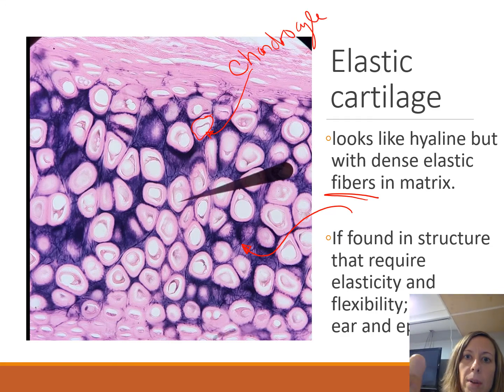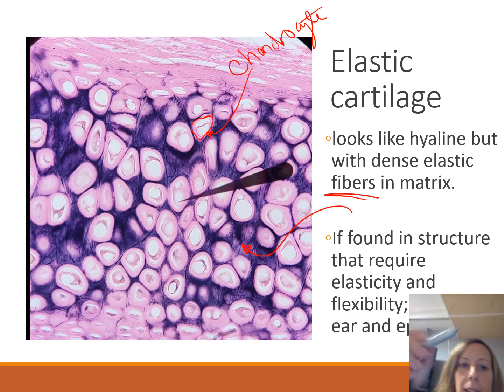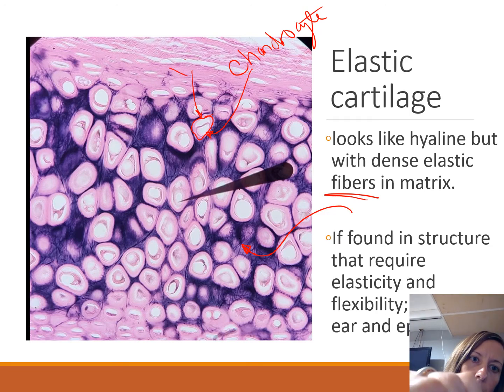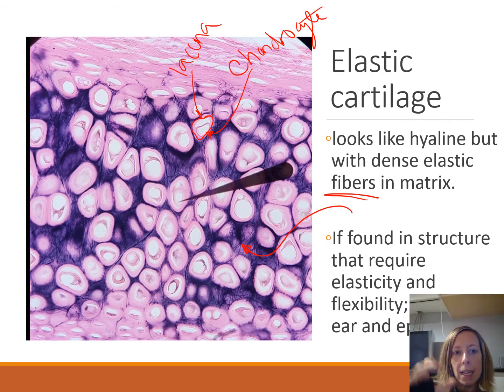It's hard to write sideways, sorry. It's hard for me to write in the air. So that's my chondrocyte, and then this space here is my lacuna. See it? Okay, so this one you can really see that it's like a cell within a little house.